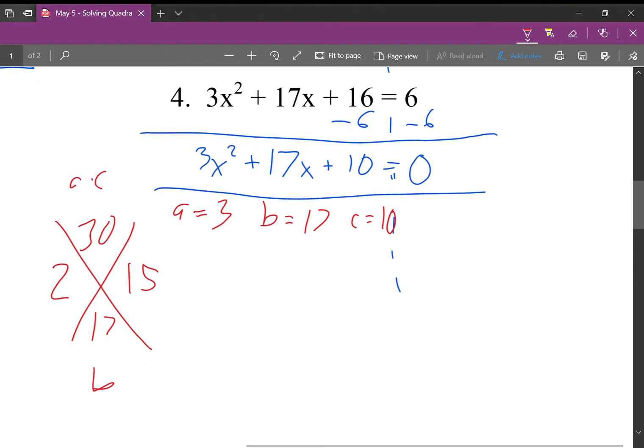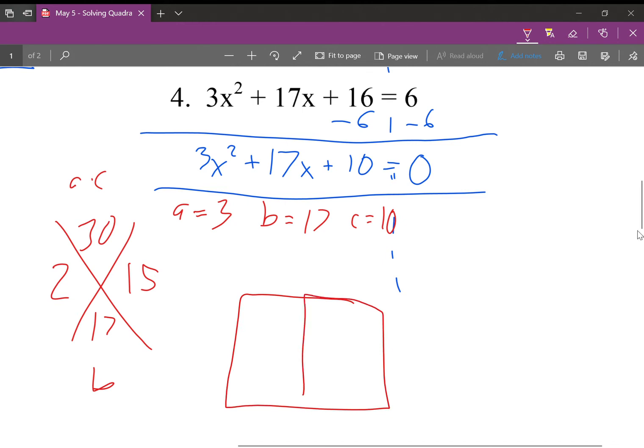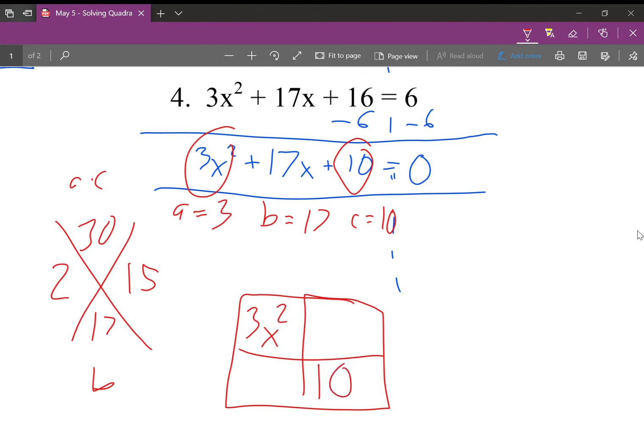Now, of course, that doesn't mean we're done with our factoring. We still need to go ahead and put that in our box. So let's do that. Now, the 3x squared from the original equation goes on the top left. On the bottom right, we're not going to put that 16. Remember, it's not 16 anymore. We now have positive 10, and that's going to be on our bottom right. So make sure we're putting things in the right place. And then the 2 and 15 become 2x and 15x.